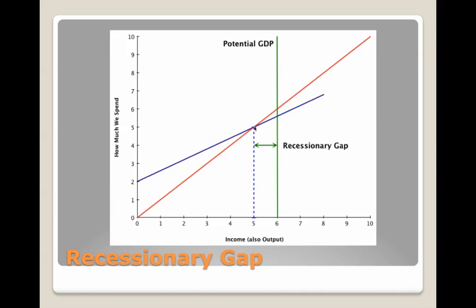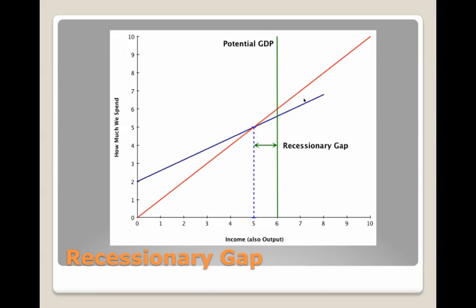And so the resulting intersection of these two lines, where the red line and the blue line meet, establishes where we are. That's kind of an equilibrium level and establishes where our economy is operating at the moment. And we've marked it here with a dotted blue line.